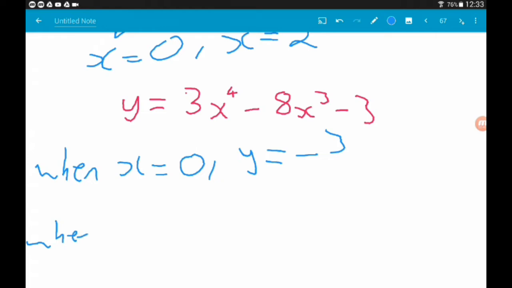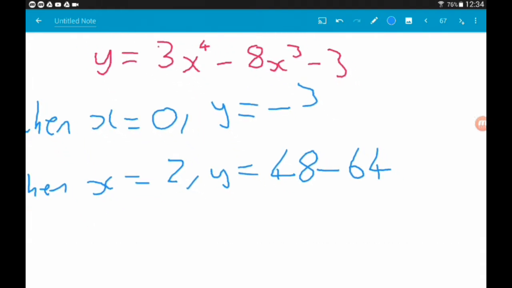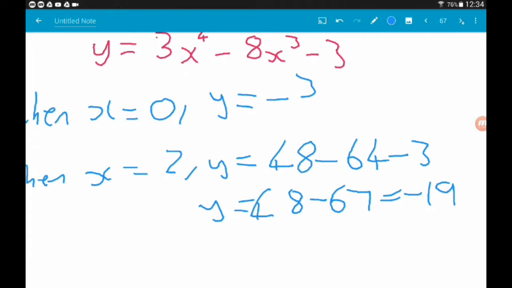When x is equal to 2, well, y is going to equal, okay, so 2 to the power 4 is 16, 3 times 16 is 48, so then we've got minus 8 times 2 cubed, so 2 cubed is 8, 8 times 8 is 64, and then we've got the minus 3 on the end, so y is equal to 48 minus 67, which I believe is minus 19.